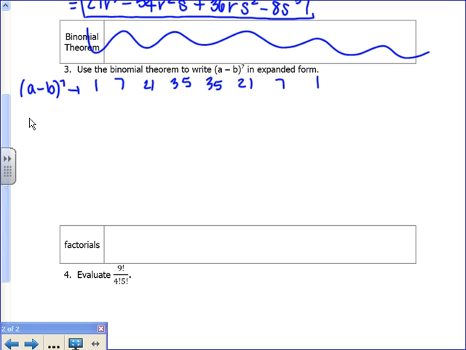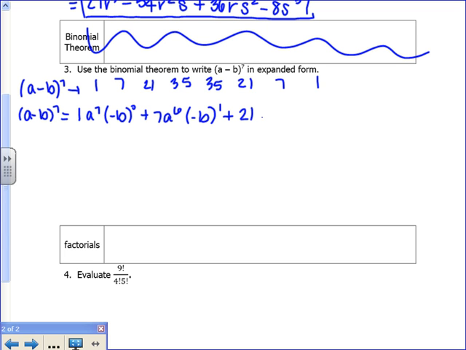Okay, so let's add in some numbers here. So I'm doing a minus b to the 7th power. First coefficient is a 1. First variable is an a, started off at the 7th power. Now because this is a minus sign in the middle, remember we're going to do a negative b to the 0 power. Plus 7, that's my next coefficient, a to the 6th. No need for parentheses unless there's a negative in there, right? Negative b to the 1st.